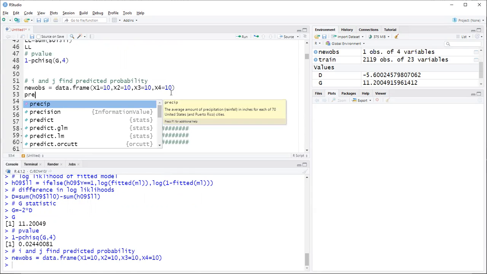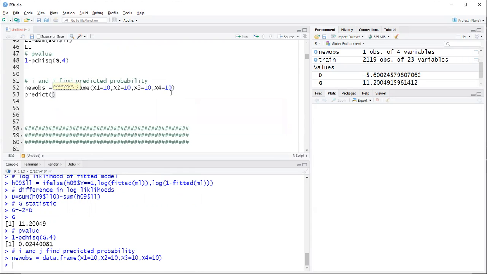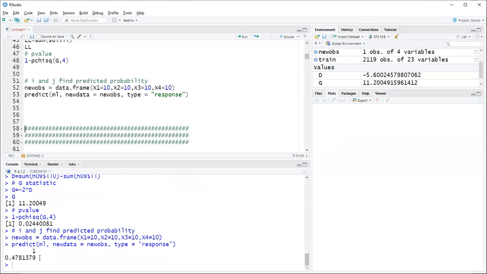And now let's go ahead and get a predicted value for that observation. So let's go with predict, and we want the model that's logistic. We tell it what the new data is. It's going to be this new obs, short for new observation. And I'm going to choose type is response in here to get the estimated probability. And it shows up down here as 0.4781.